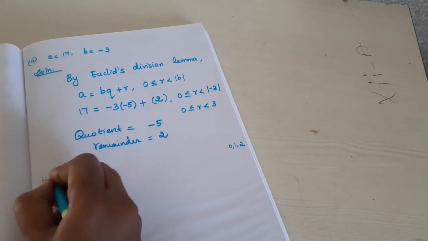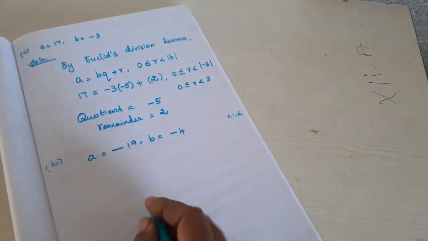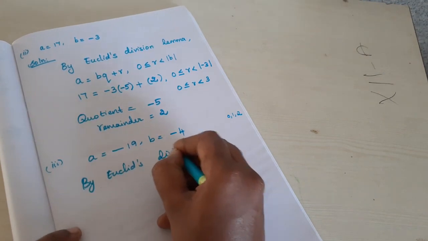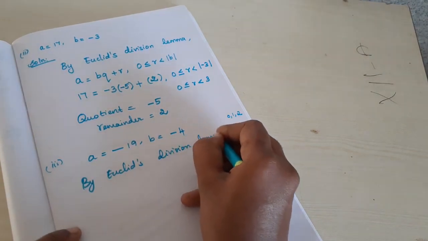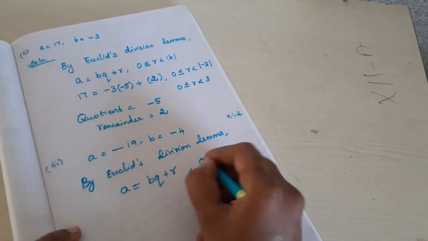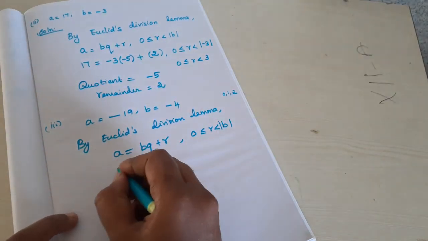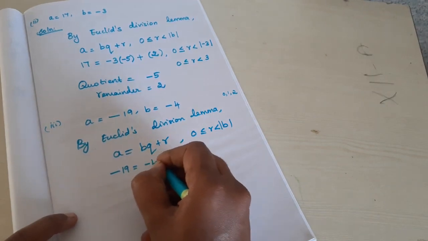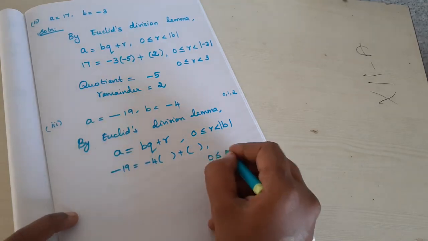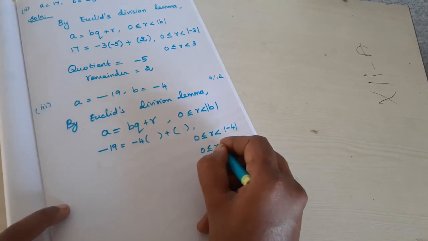Shall we do the third problem now? Third problem, A is equal to minus 19, B is equal to minus 4. So the same thing, by Euclid's division lemma, A is equal to BQ plus R. So 0 less than or equal to R less than modulus of B. So A is minus 19, B is minus 4. So 0 less than or equal to R less than modulus of B, that is modulus of minus 4. So 0 less than or equal to R less than 4.